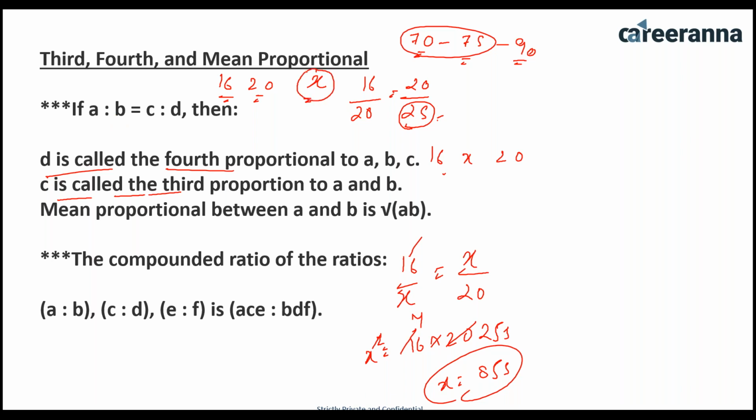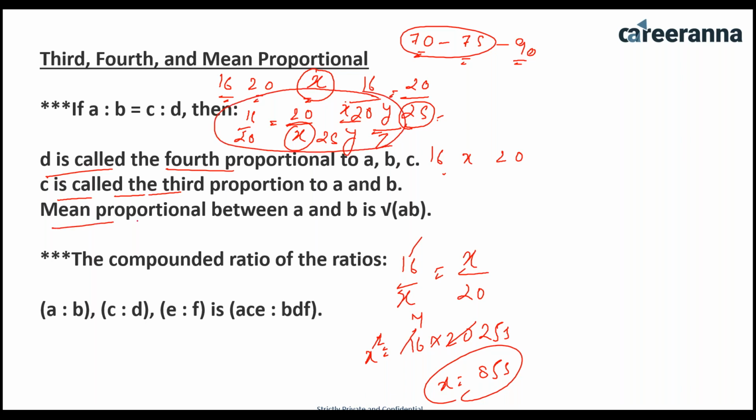Okay, so 16, 20, x. This is third proportional. I have to calculate it. I can do it like this. I just have to solve it for x, and x will be 25 here. Similarly, if there is a number y, so I'll do this. If there is a number z, I'll do this. This will be the condition, right?